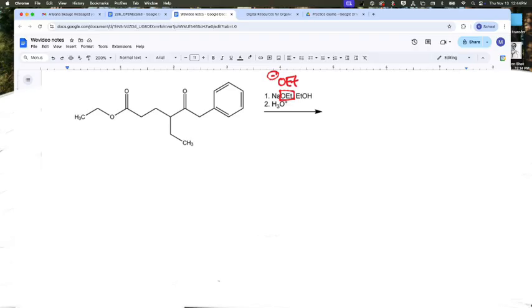It could be that one, and then the other one there, that one. You have 3 acidic hydrogens. All of those are alpha hydrogens. Because they're alpha hydrogens, they could all potentially be removed.